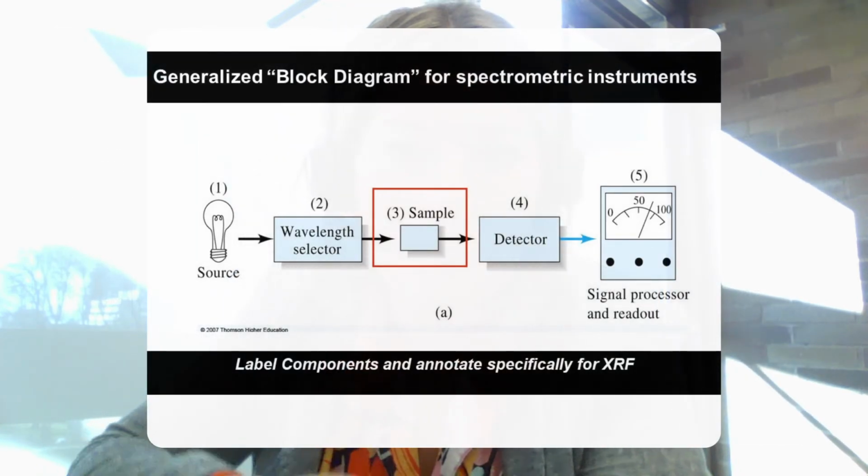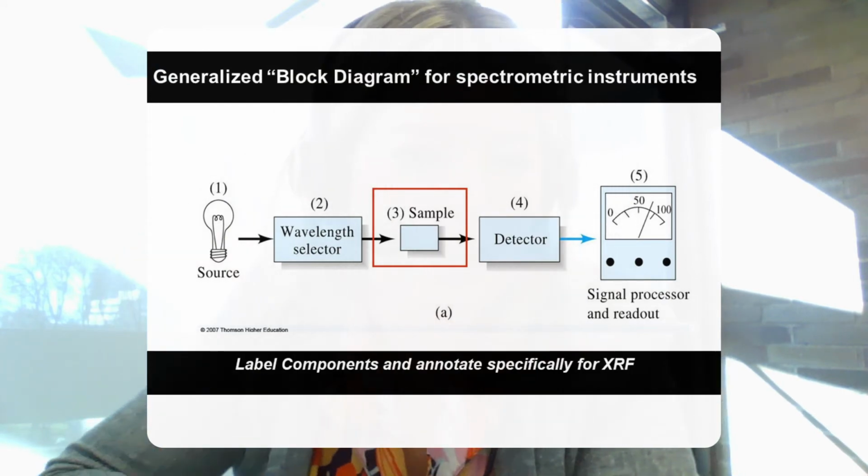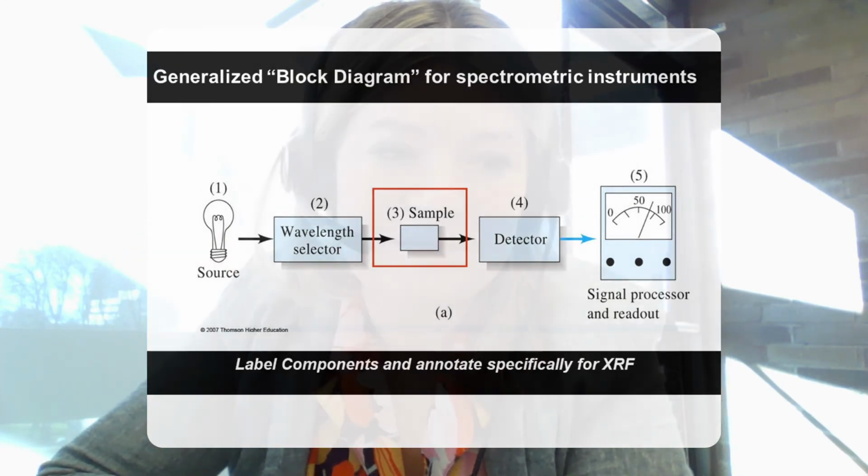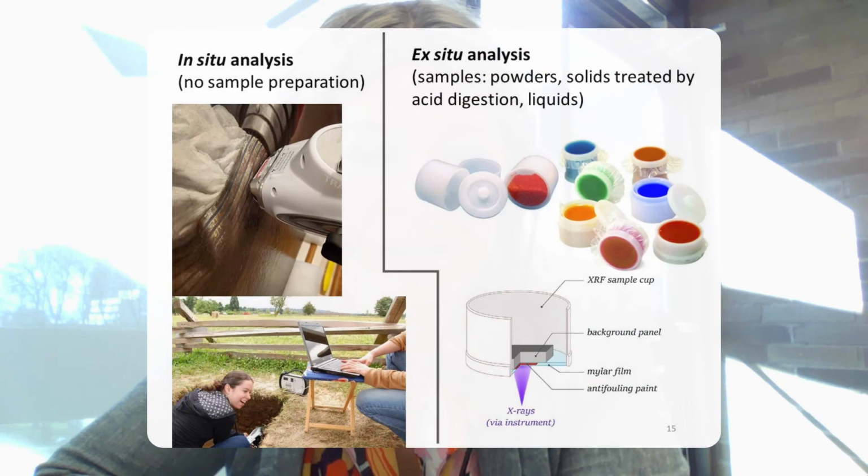The third component of our block diagram is the sample itself. XRF analyses can be done in situ, meaning in place, such as on a painting, even within a gallery or an archaeological site. Alternatively, XRF analyses can be done ex situ, meaning that representative samples are taken and analyzed. Samples for X-ray fluorescence can be solids, powders, and liquids.